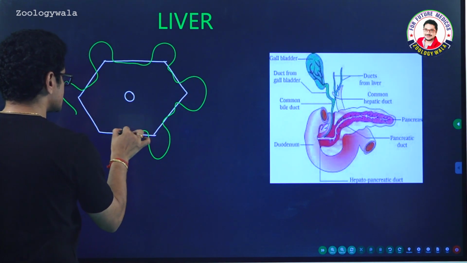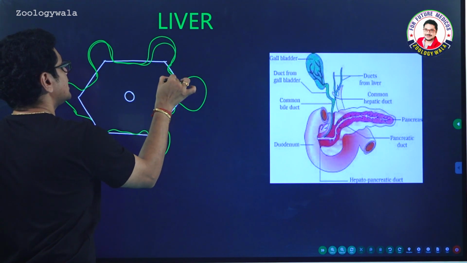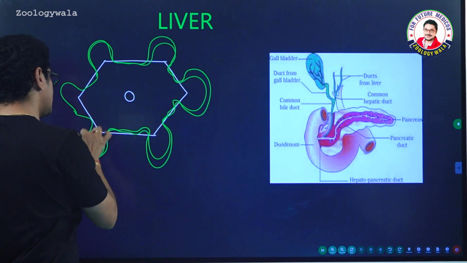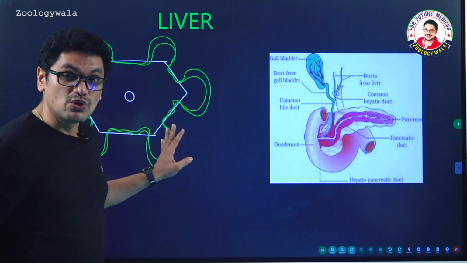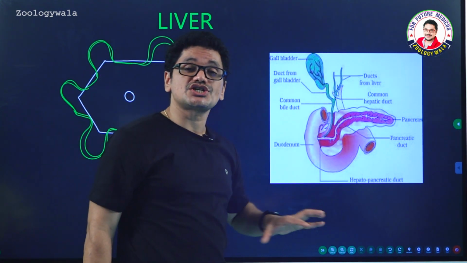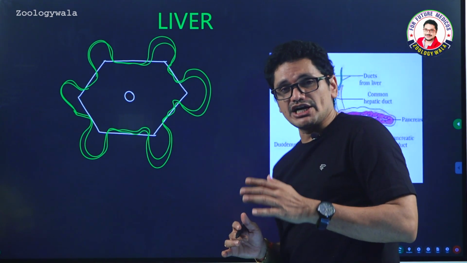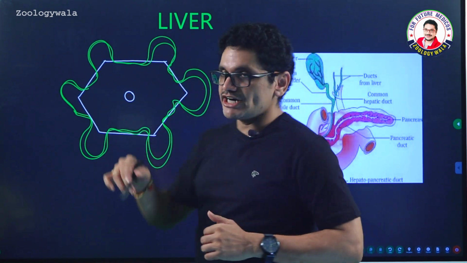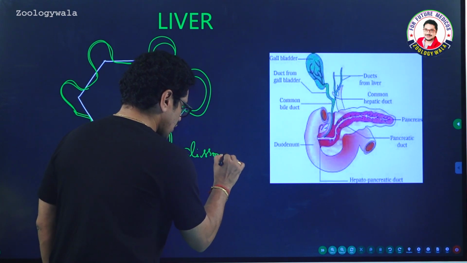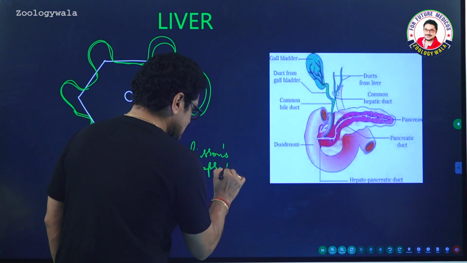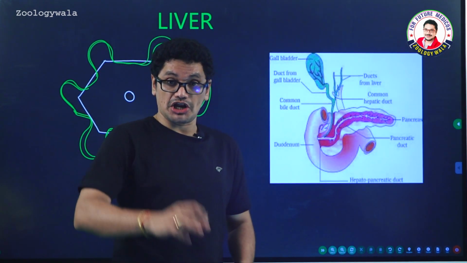What is this? This is Glisson's capsule. You can see the connective tissue here, and this connective tissue is the Glisson's capsule. So this hexagonal lobule is the structural and functional unit of the liver. Each hepatic lobule is considered the structural and functional unit of the liver, and is covered by a structure called Glisson's capsule.